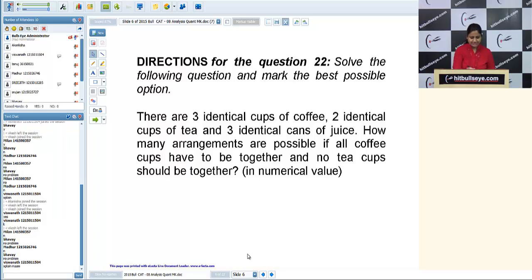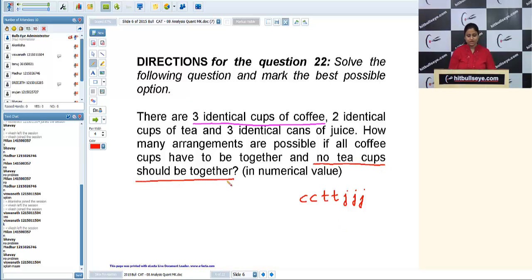Okay, it says there are three identical cups of coffee. So I'm writing them as CC. They both are identical. 2 identical cups of tea and 3 identical cans of juice. How many arrangements are possible if all coffee cups have to be together and no tea cups should be together? No tea cups should be together and all the coffee cups have to be together.